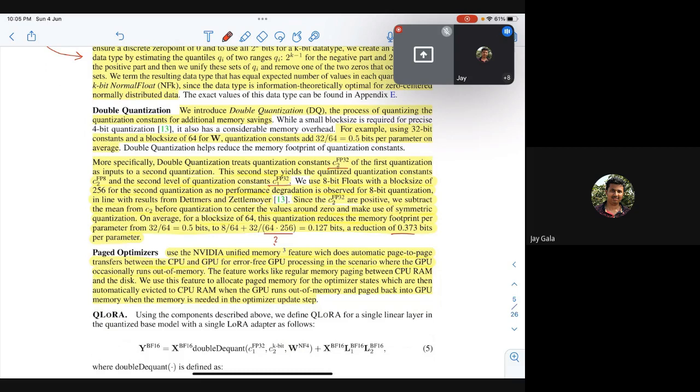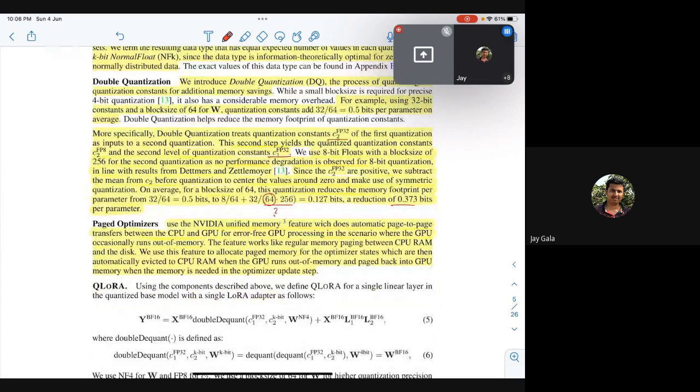So the overall computation looks like 8 by 64 plus 32 by 64 times 256, which again, I'm still not sure how this computation works. Maybe I'll need to dive deeper into that, but essentially I'm not sure where the 64 comes from. If it's just 256 and you apply this, or maybe it's a follow-up, which is why you need again a reduction factor. Yeah, I need to check this in more detail. So the overall bit requirement is now just 0.127.